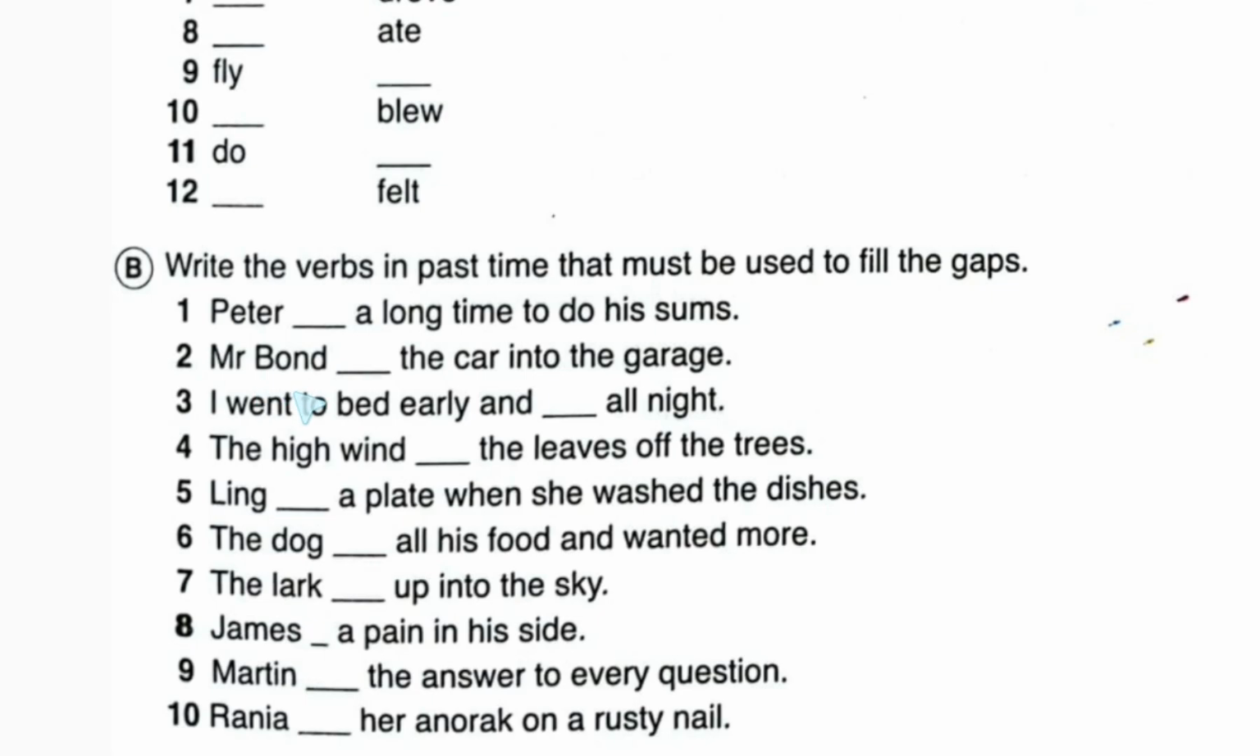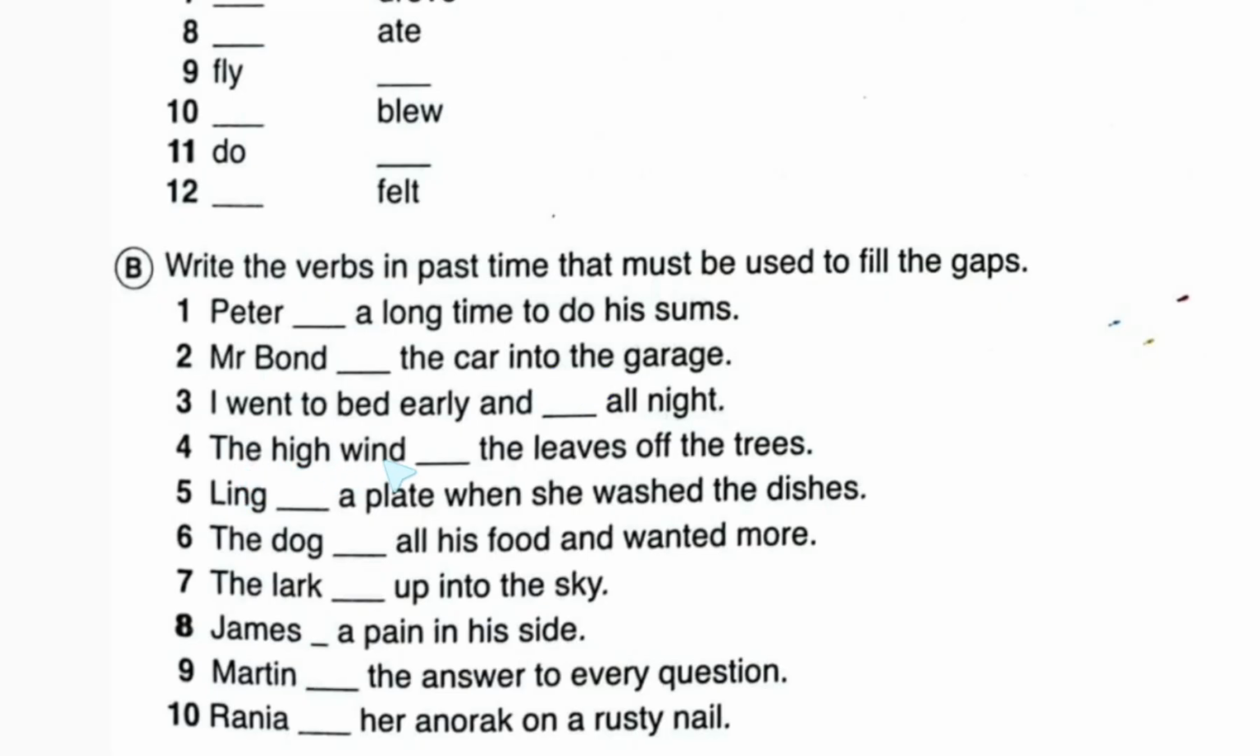Mr. Bond dash the car into the garage. The word with the car, one verb is related, that is drive. So we can write here Mr. Bond drove the car into the garage. Why drove? Because here it's written, we have to write the past time. Number 3, I went to bed early and dash all night. What can I tell? I went to bed early and slept all night.